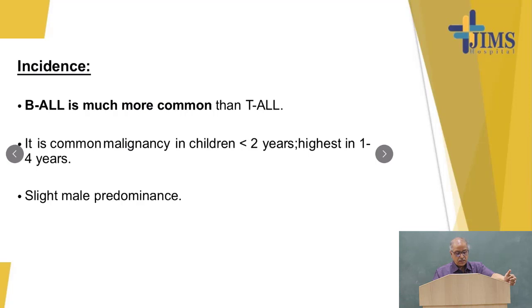Incidence: B-ALL is much more common than T-ALL, and it is a common malignancy in children below 2 years, highest at 1 to 4 years. So the common malignancy in children is B-ALL. There is a slight male preponderance.